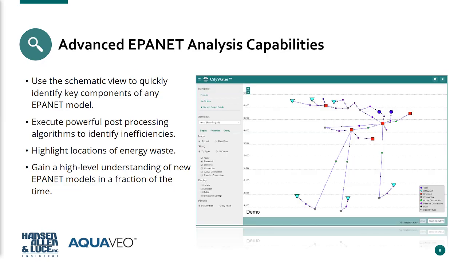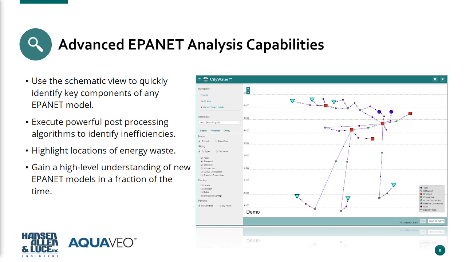Last thing I want to talk about is just a few advanced EPANet features or capabilities in CityWater. Once you have it uploaded into the system, it actually creates a schematic of your system that you can use to quickly understand and identify key components of your system and your model. And then it can execute powerful post-processing algorithms to identify inefficiencies or issues in your model.